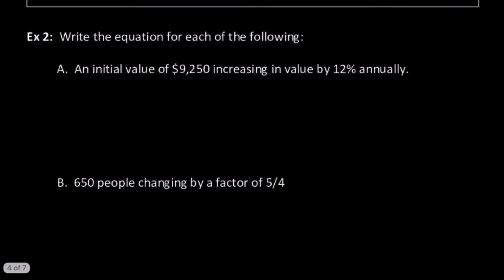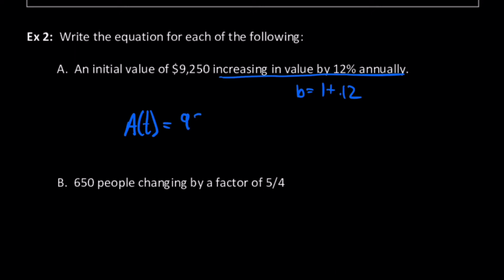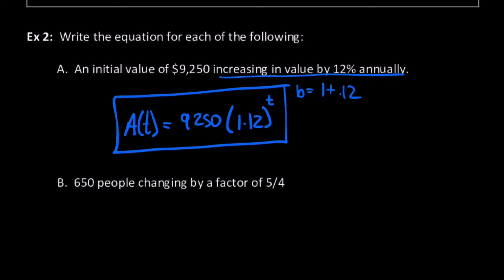Write the equation for each of the following. An initial value of 9,250 increasing in value by 12% annually. So once I see this increasing in value, I know I'm dealing with a 1 plus situation for my B term. 12% is simply 0.12. So when I see this, B equals 1 plus 0.12. So let's do A of t, function notation. Initial value is 9,250. Your common ratio will be 1.12 to the t.